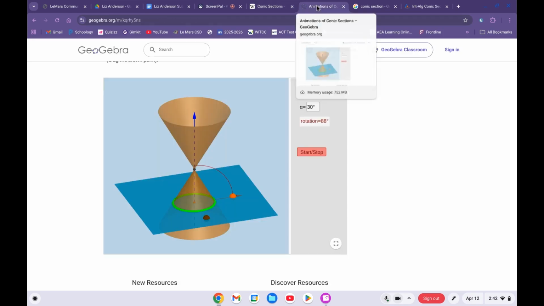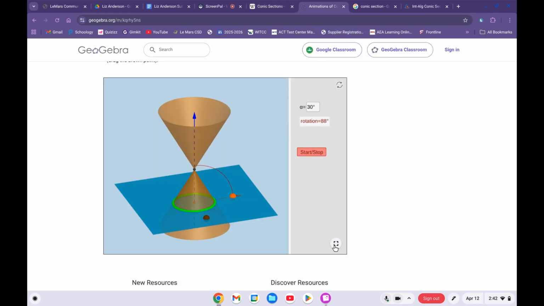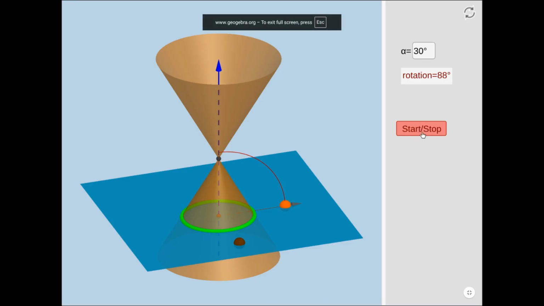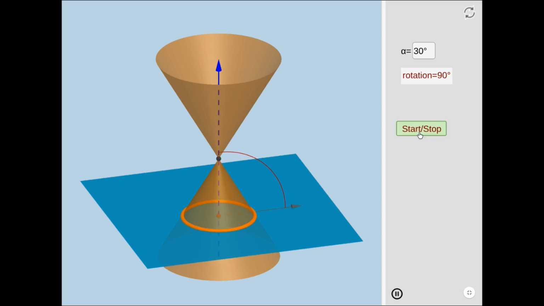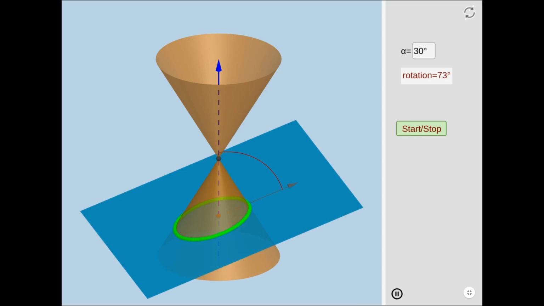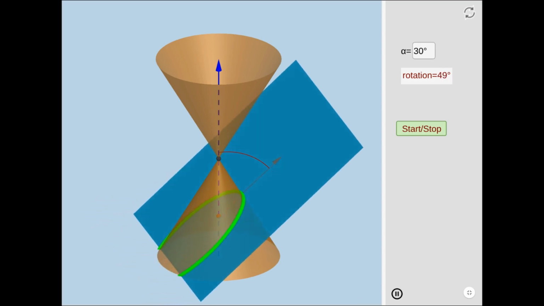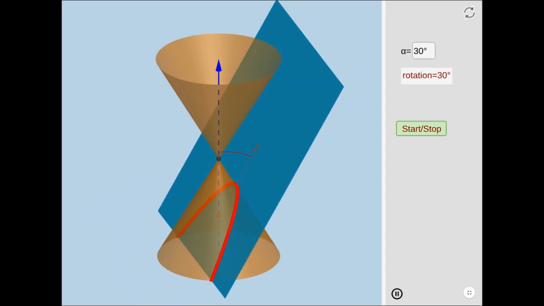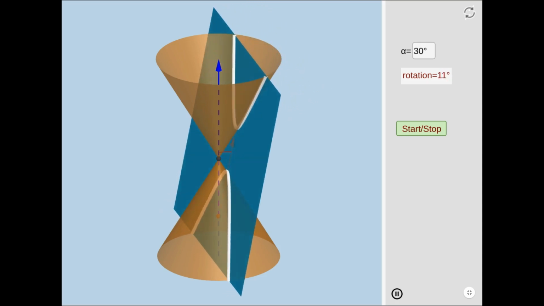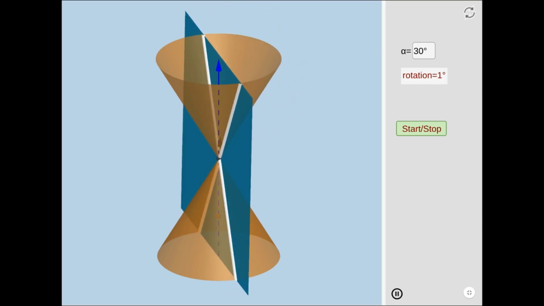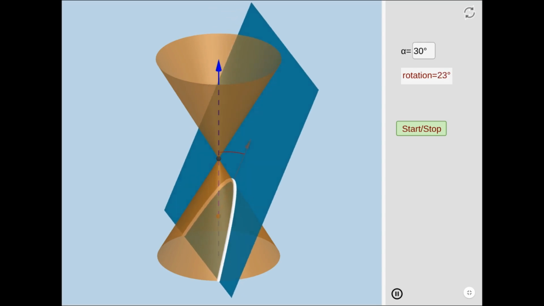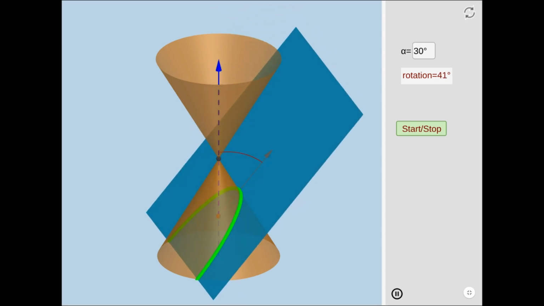I also have this website here. I'm going to pull this up and hit this button, and it's going to start making this blue plane move and show you all those different conic sections. It starts with a circle, and then as it goes, it starts to make that ellipse. Then it's switching to a parabola, and this last one is where the hyperbola shows up. It's just going to go back and forth. I'm going to let it run for a minute so you can see those.